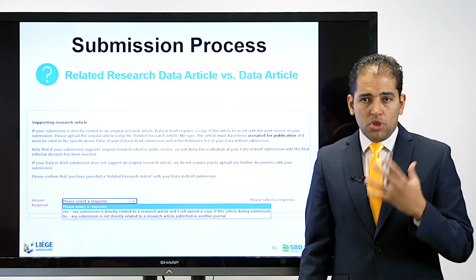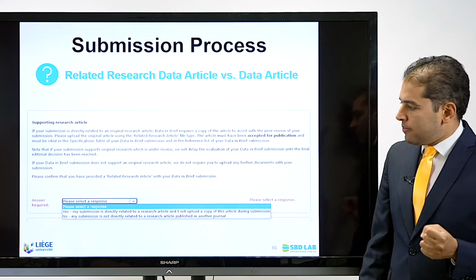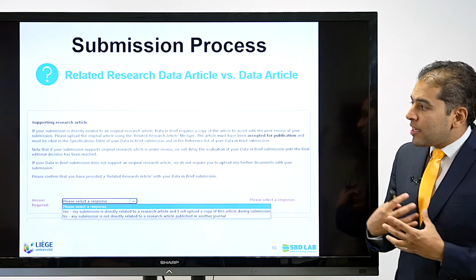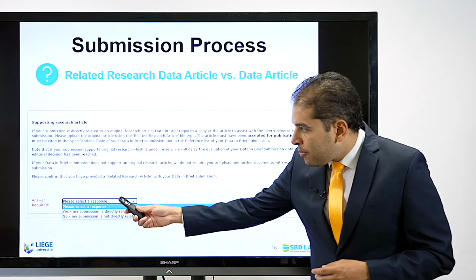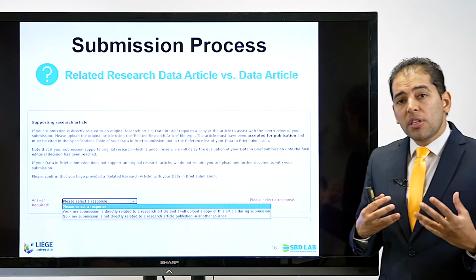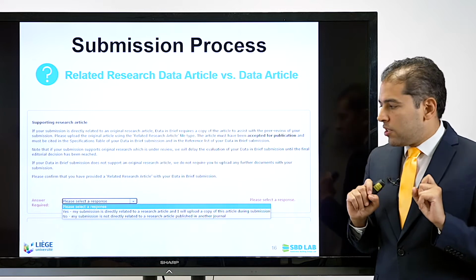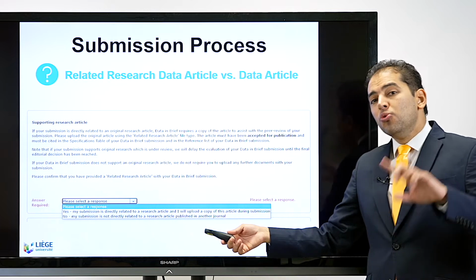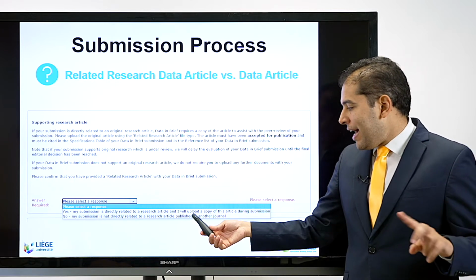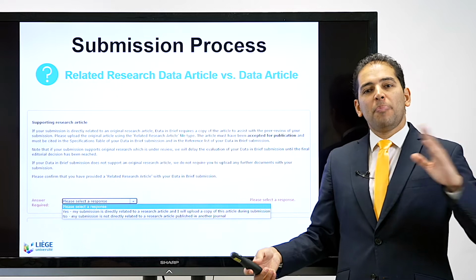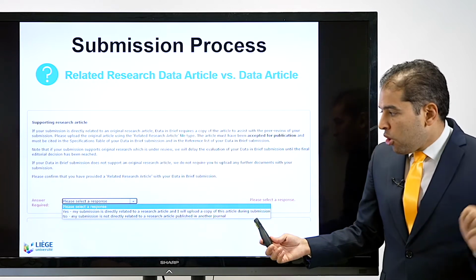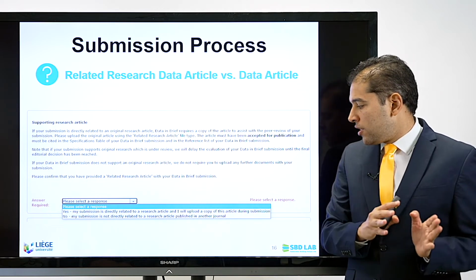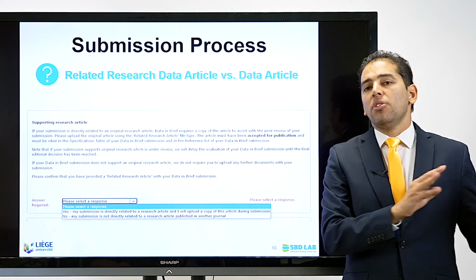So let me show you what happens when you submit your paper. When you are submitting your paper, you will always have a question that tells you to please answer whether there is a supporting research article or not. Yes, my submission is directly related to a full research article, and I will upload a copy of my previously published article. Or you say no, my submission is not related to a research article or any other journal.